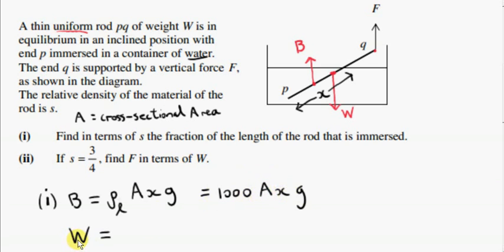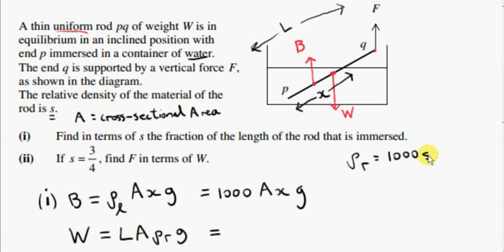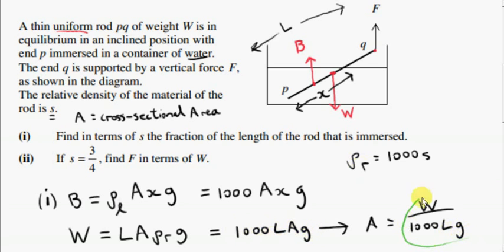Let's suppose that the length of the rod is L. Well, one way to get the weight would be to get the volume of the rod, which is L times the cross-sectional area, multiply that by the density of the rod, rho r, that's the mass of the rod, and then multiply by g to get the weight of the rod. Now, we can use the fact that the relative density of the material of the rod is S. If we multiply S by 1000, we get the actual density of the rod. So we have 1000 L A g. So we rearrange this formula to get A, and we plug this in up here.